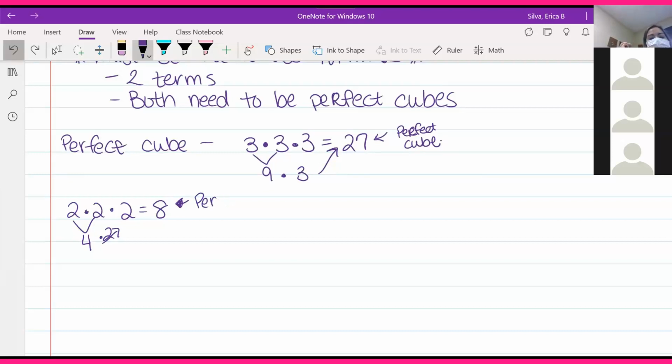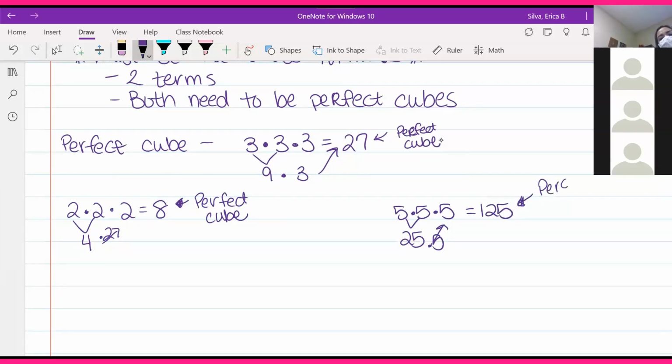Let's try 5. 5 times 5 times 5. 5 times 5 is 25. Multiply it times 5 again, we get 125. So 125 is a perfect cube. Any questions so far?